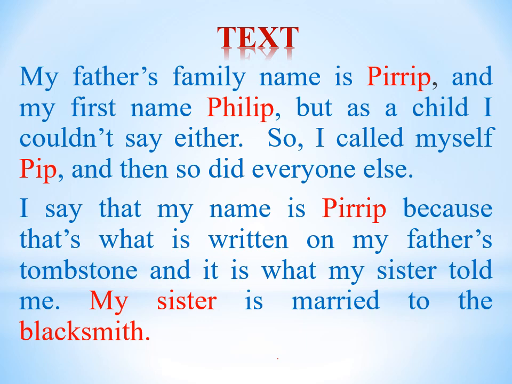Pip says that his name is Pirip as that is written on his father's tombstone, and even his sister, Mrs. Joe Gargery, told him so. Pip's sister is married to the blacksmith, Mr. Joe Gargery. Now, let me tell you who is a blacksmith. A blacksmith is a person who creates tools and objects out of metal.